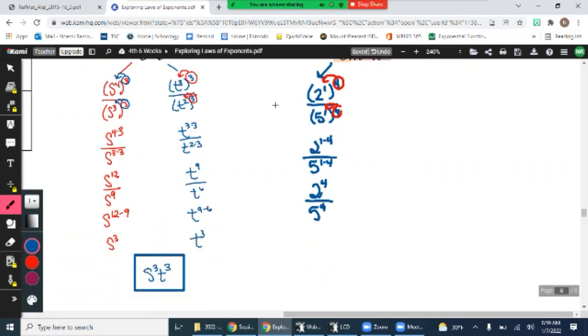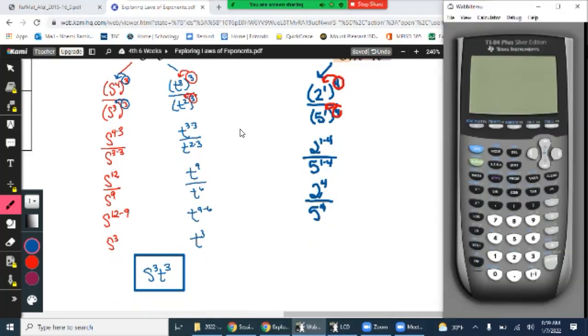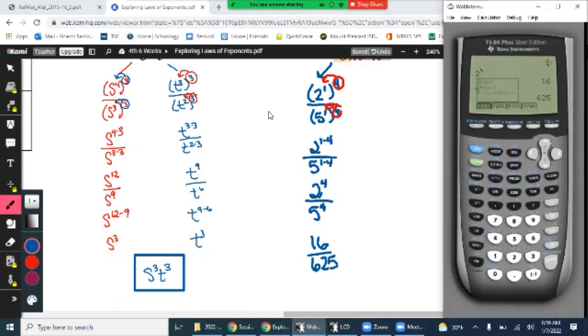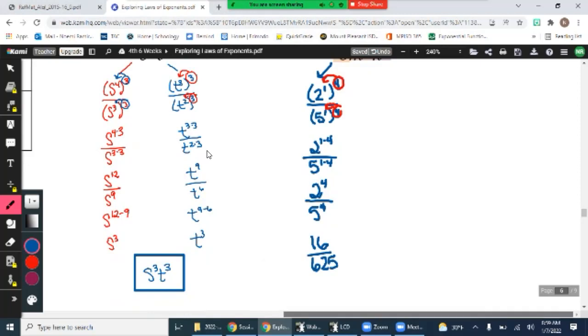Now we can continue to simplify this further. 2 to the power of 4 will give us 16 at the top. 5 to the power of 4 gives us 625. Now remember, with every fraction, you want to simplify it if possible. So that will give me 16 at the top, 625 at the bottom, and that does not simplify. So now we have to continue.